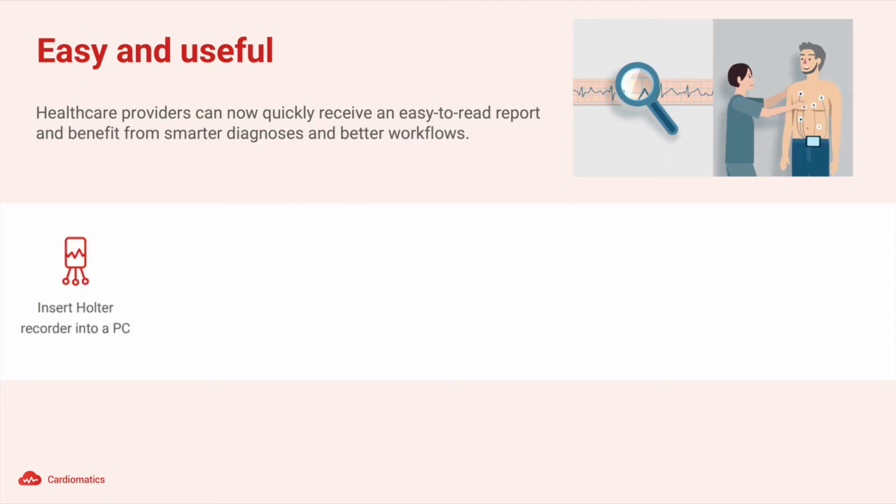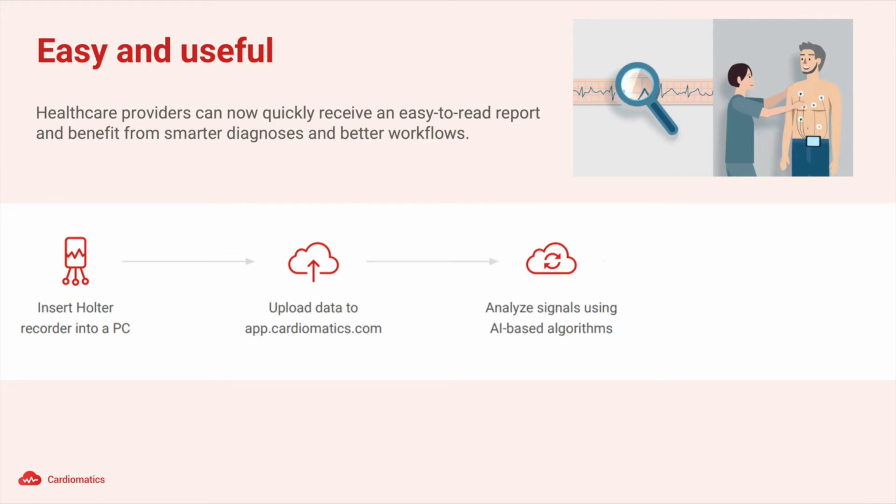The first step is to download the recorded signal from the recorder to an external device, e.g., a computer. Then, using the account in the web application, the signal is sent to the Cardiomatics platform. After the signal has been sent, automatic analysis based on artificial intelligence models is run on the servers. After the analysis has been completed, the report is automatically generated, confirmed by a quality assurance team, and made available to the user in the web application.